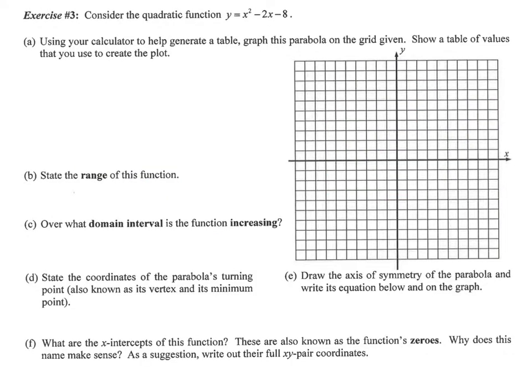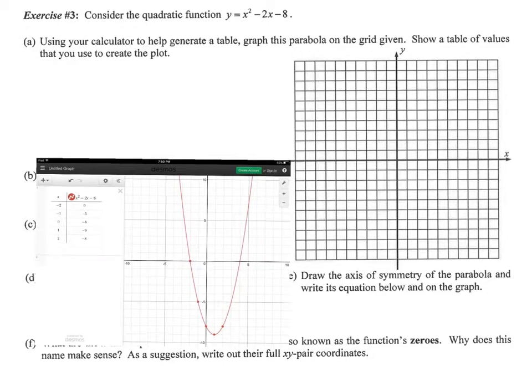So let's look at this next function. We're going to use our calculator to help generate a table, and then we're going to graph this parabola on the grid given. Show the table of values that you use to create the plot. So we're going to use decimals to do this. So I plugged in the equation, and then I tapped the little gear button above the equation and tapped the table. So now I have a table. So our table that we're going to use, when x is negative 2, y is 0. When x is negative 1, y is negative 5. When x is 0, y is negative 8.